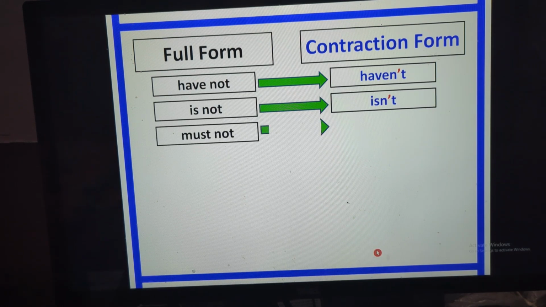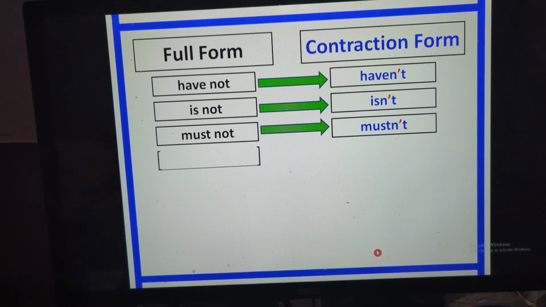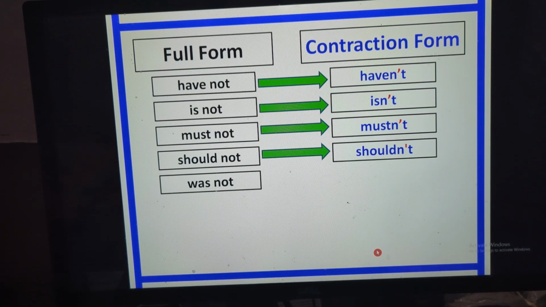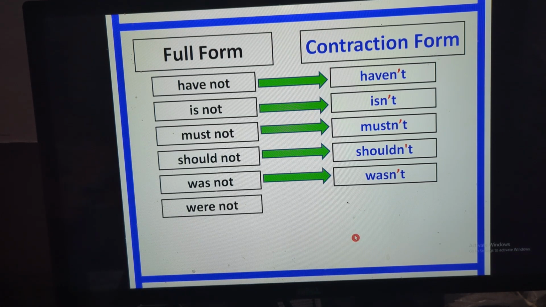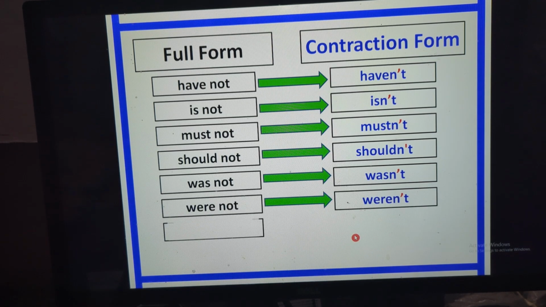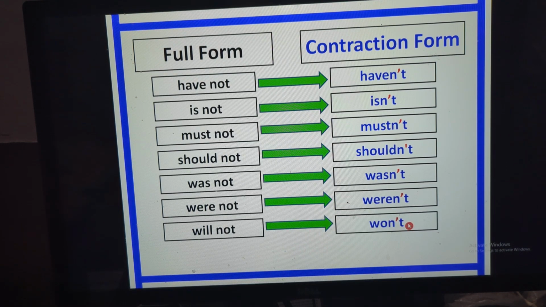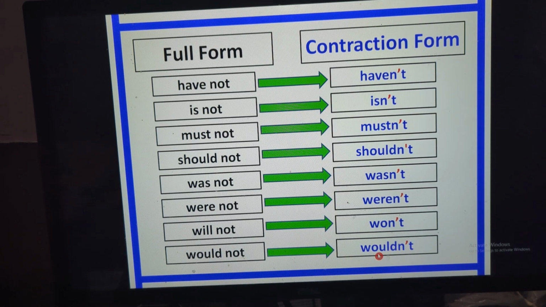Must not, mustn't. Should not, shouldn't. Was not, wasn't. Were not, weren't. Will not, won't. Would not, wouldn't.